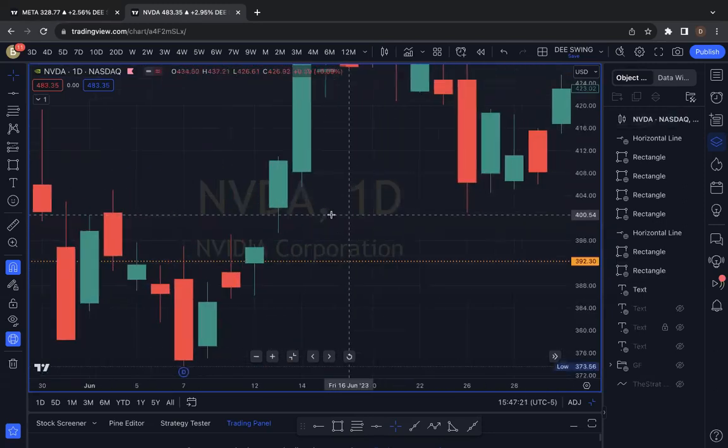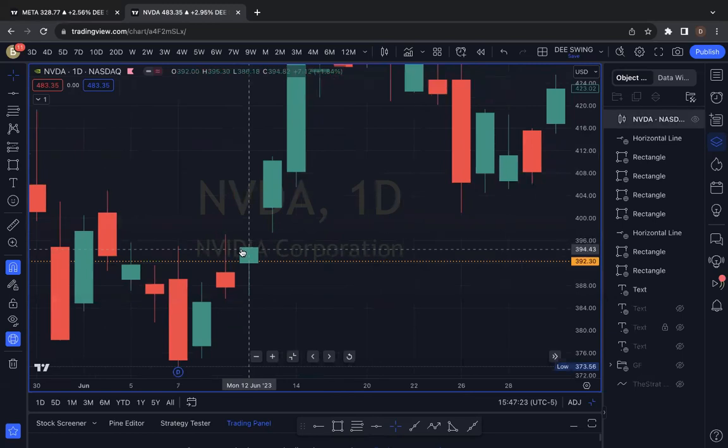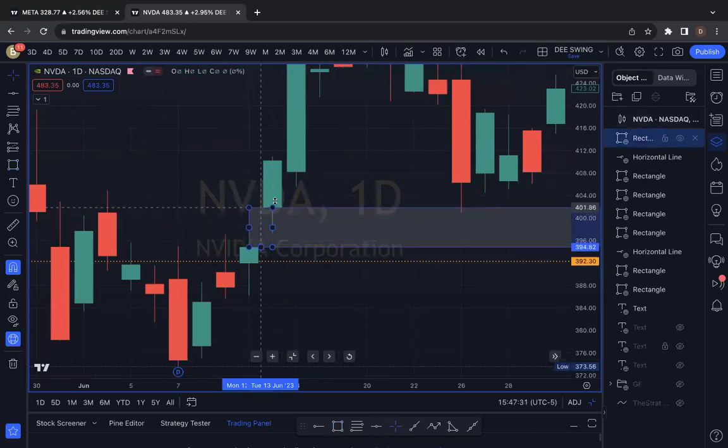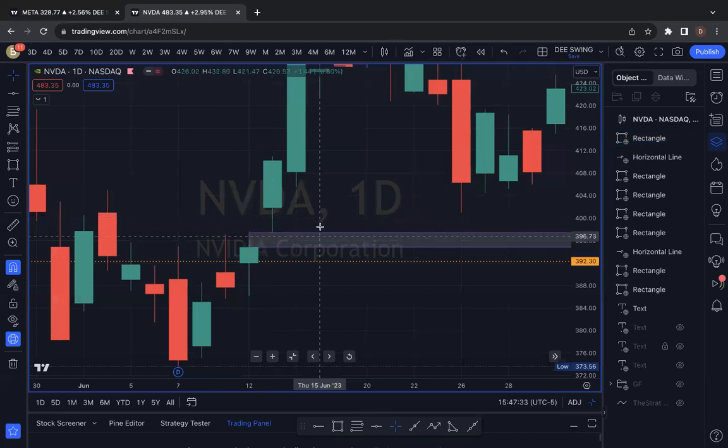Now, can anybody answer in the chat? Do I care about this gap right here? This is a gap right here. Close, open, adjusted. This is a gap. Do I care about this gap right here? No. Why don't I care about that gap right there?